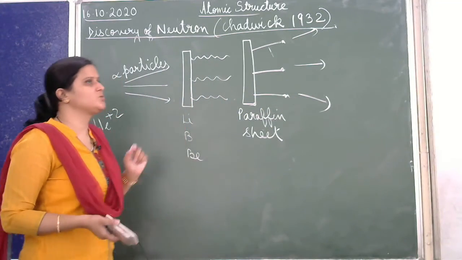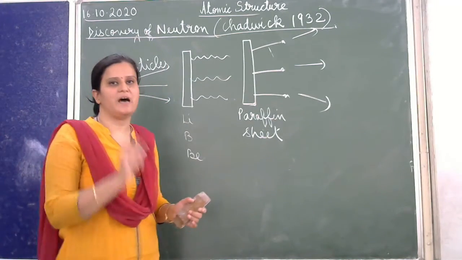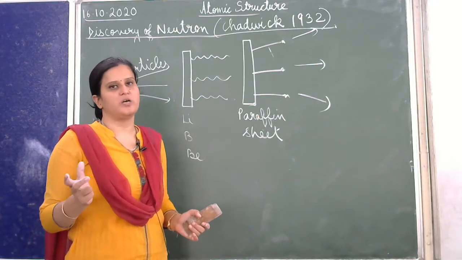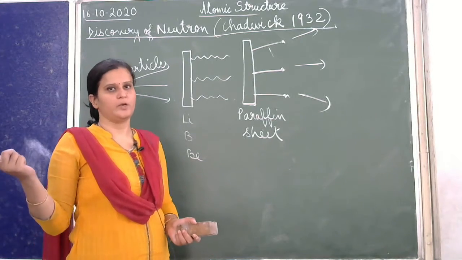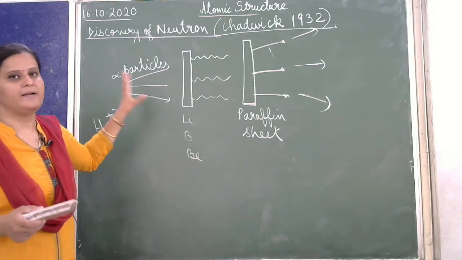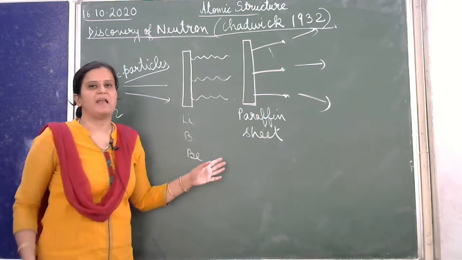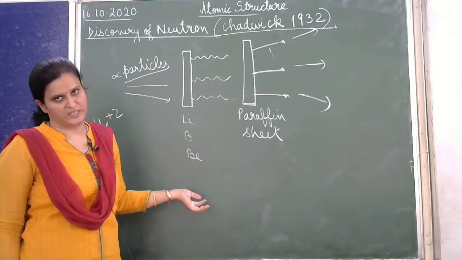In this way, he concluded that an atom also has another particle, which is the neutron, whose charge is neutral but whose mass is more or less the same as the proton. So this is how we concluded that the atom has another subatomic particle, that is the neutron. I hope you have understood how the proton was discovered and how the neutron was discovered.